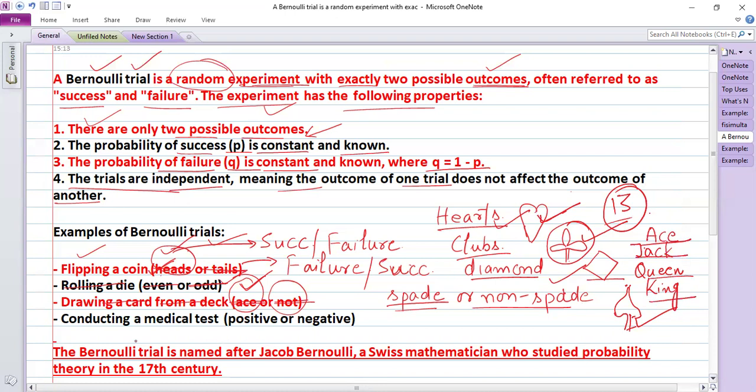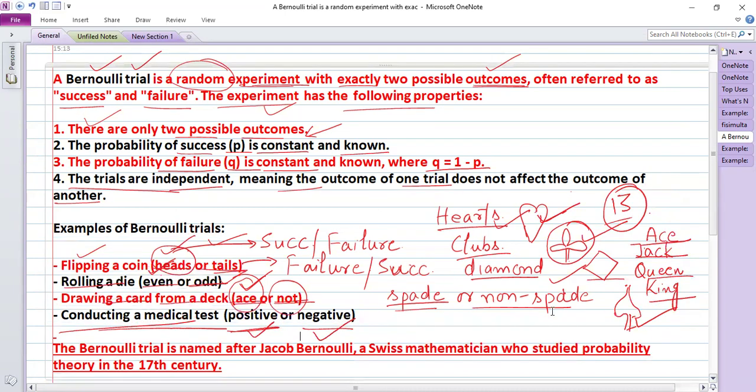Even conducting a medical test, either the report may be positive or it may be negative. If the report is positive, we can term it as our success, and if it is negative, we can term it as our failure. So these are some examples of Bernoulli trial. This Bernoulli trial is named after the very revered personality, Mr. Jacob Bernoulli, a Swiss mathematician who studied probability theory in the 17th century.